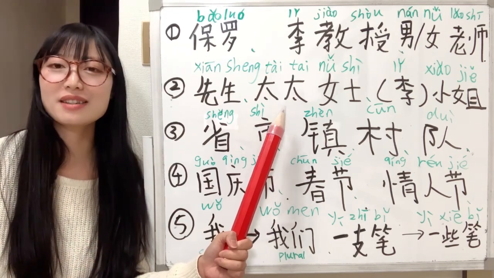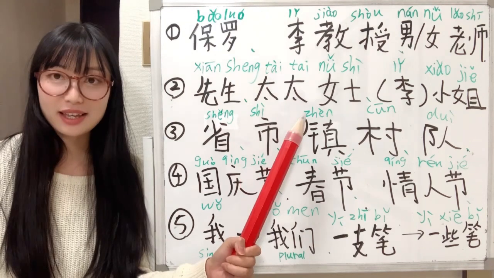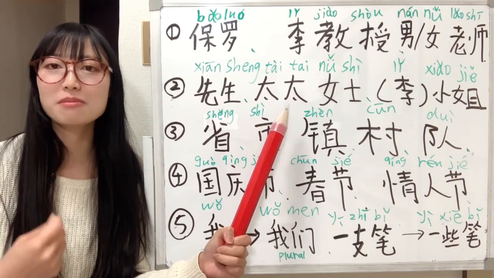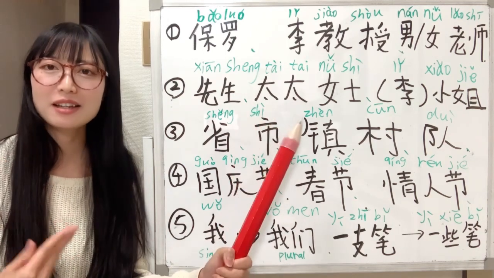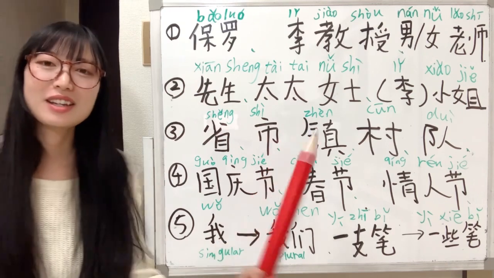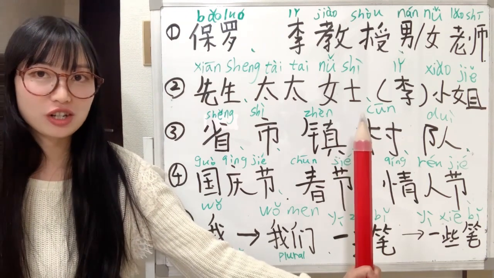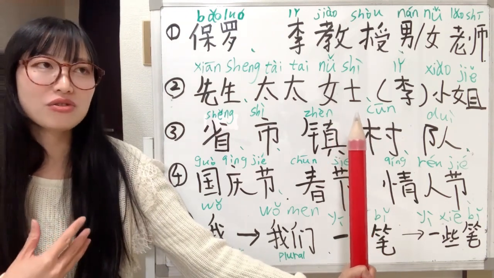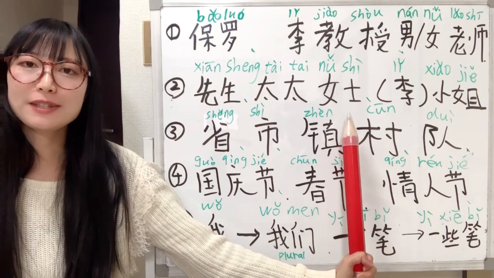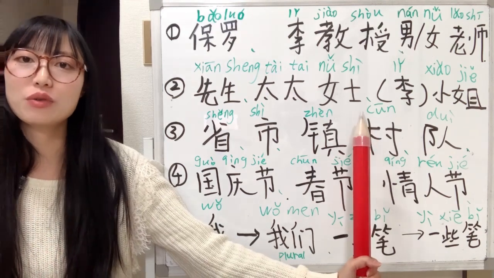And then, for someone who is married, like the English madam or Mrs., you can say 太太. 太太 is only for a female who is married. But if you are not sure whether she is married or not, it's better to call her 女士, okay? 女士 is for someone you are not sure if she's married or not. And about the age, it doesn't matter. Even if she's in her 20s or 40s, you can always call her 女士.